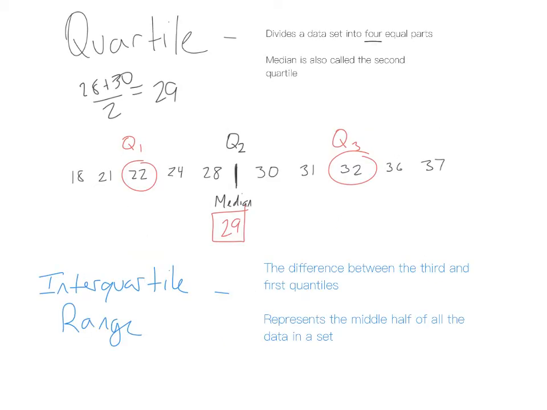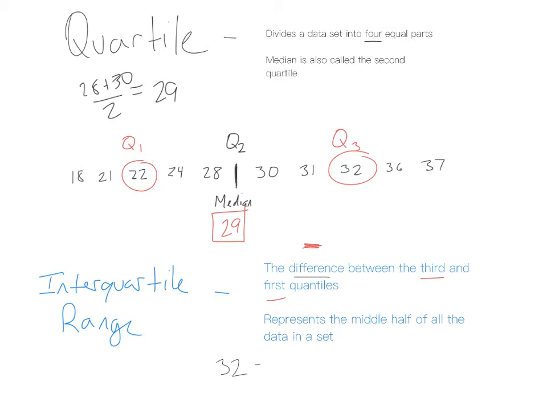All right, so now let's talk about interquartile range. The interquartile range is the difference between the third and first quartiles. And it represents what we call the middle half of all the data in a set of data. So let's calculate the interquartile range here. Again, the difference, so I'm thinking subtraction of the third and the first quartiles. What we're going to do is take the third quartile, which we said was right there, 32, difference, right?